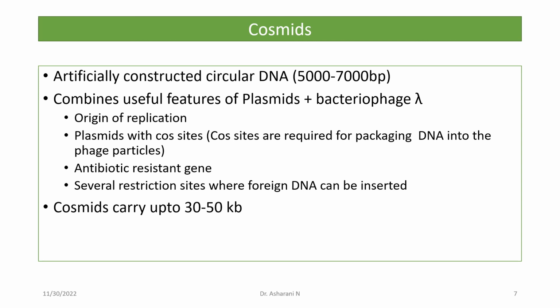Apart from this, they will also have an antibiotic resistant gene, which can be used as a marker to identify the clones. And there are several restriction sites where foreign DNA can be inserted. Apart from this, cosmids can carry a desired or foreign DNA of 30 to 50 kilo base pairs.